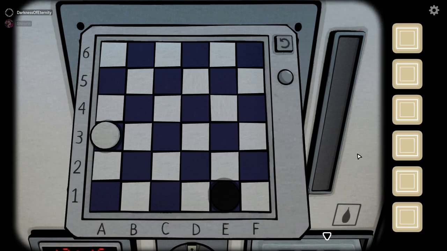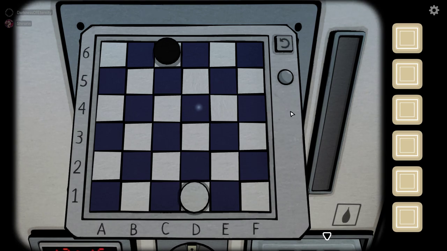Okay, white is F3. F3. Black is C3. Okay, white is D1. Black is C6. White is D6. Huh? D6 for white.